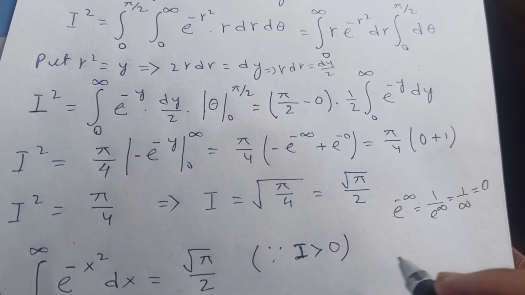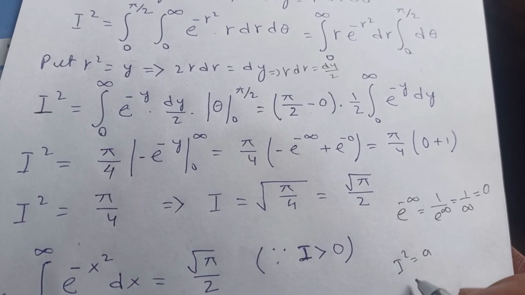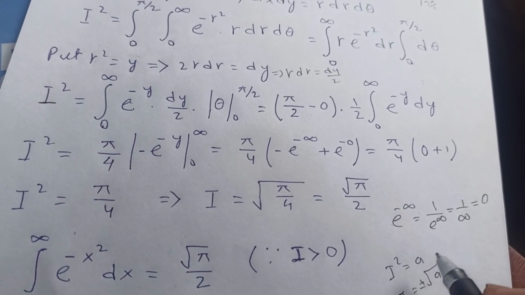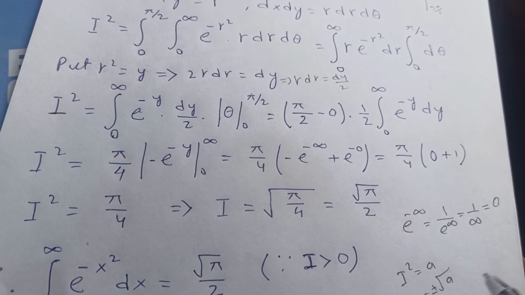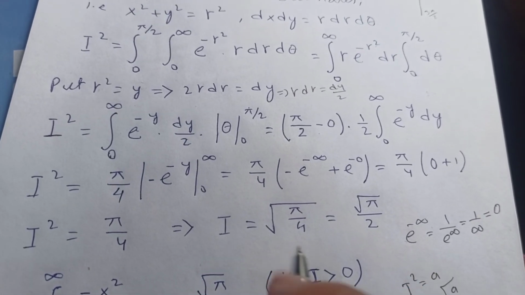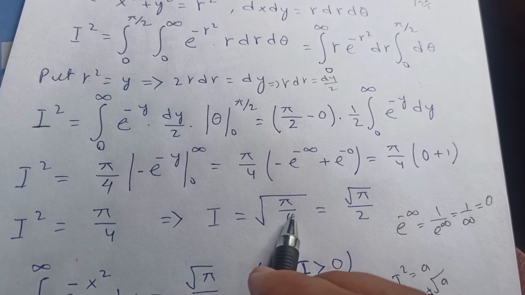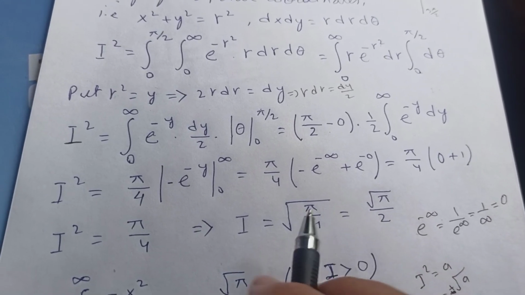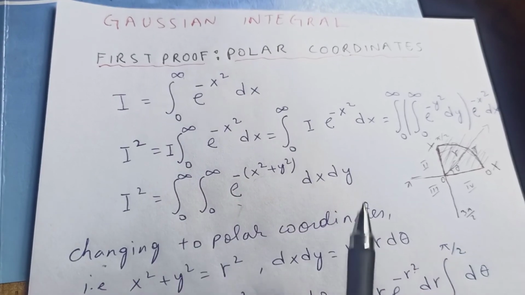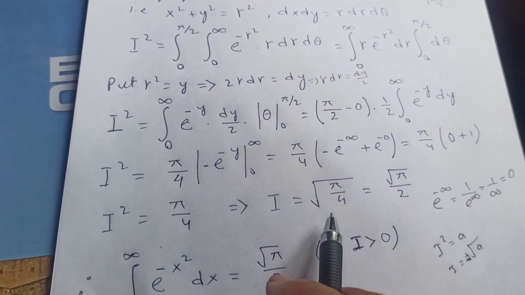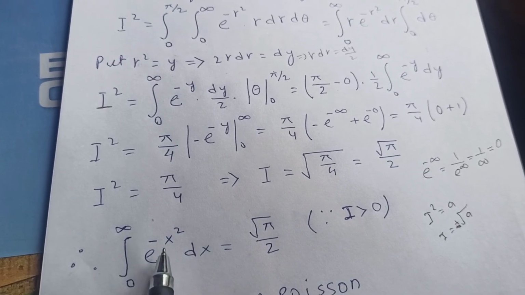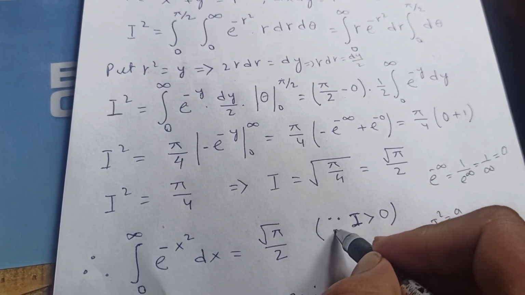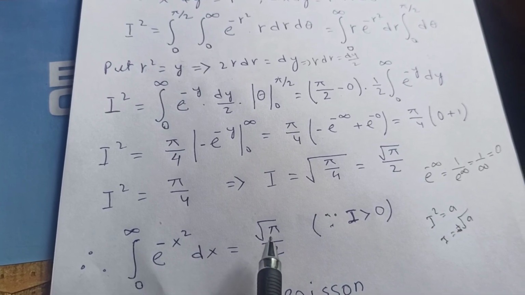Here we are neglecting the negative root. Actually when we take the square root, we add plus or minus, because this is a quadratic, so we have two roots. But we are going to consider only the positive part. That's why this is the square root of pi by 4, and 4 is nothing but 2 square, so you get the square root of pi by 2. So the integral I is nothing but the square root of pi by 2. Therefore the integral from 0 to infinity of e to the negative x squared dx is the square root of pi by 2. Here I is greater than 0, and since I is greater than 0, our integral will be the square root of pi by 2.